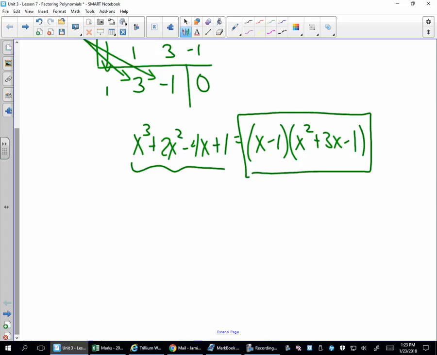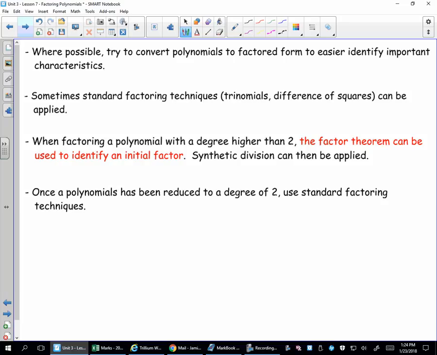Well, that's our whole idea of factoring, right? Is to break up our polynomial into the different parts and pieces. So our objective is to do this so we can see some of those characteristics. Okay? We like factored form because we can find our zeros pretty quickly and see what kind they are. We're going to be able to use our factoring techniques at sometimes, trinomials, difference of squares, things like that, if they follow a format we're familiar with.